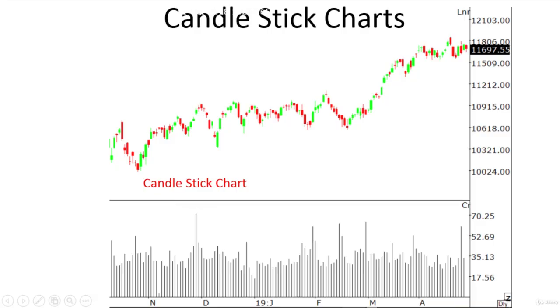Now as you see in the example on your screen of a candlestick chart, the price is shown on the y-axis and the time is shown on the x-axis, and every data point is connected in the form of a candlestick chart. The green candles show a bullish or positive movement, whereas a red candle shows a decreasing or negative movement.